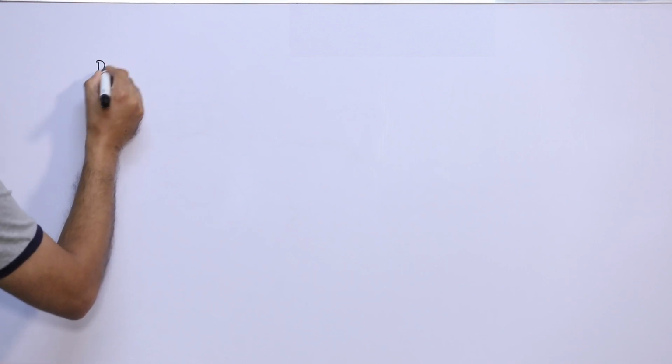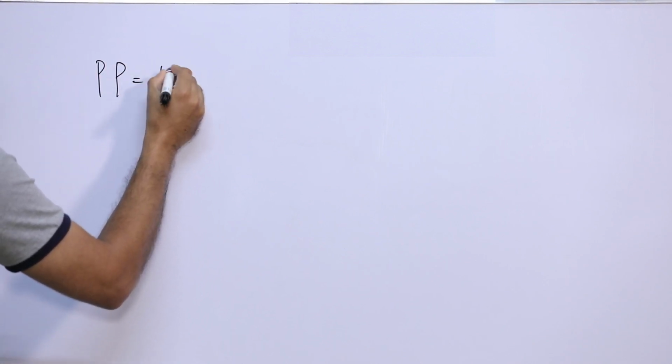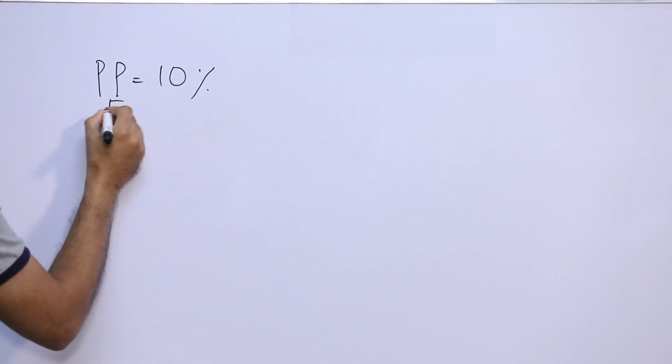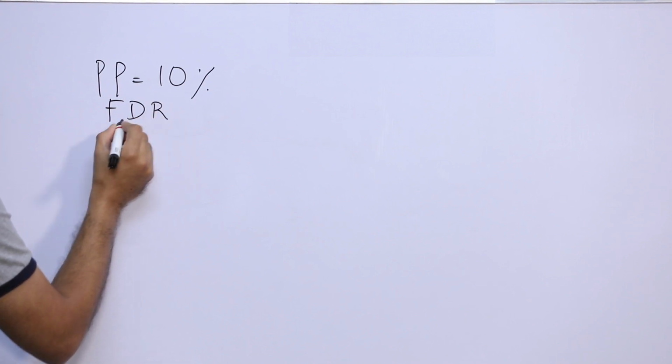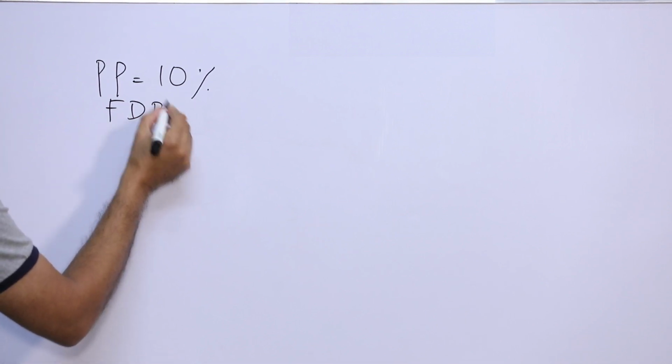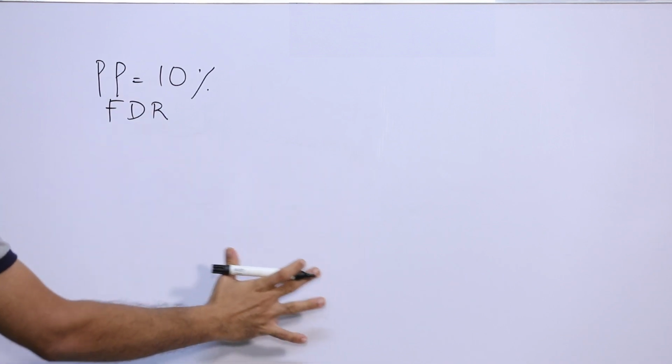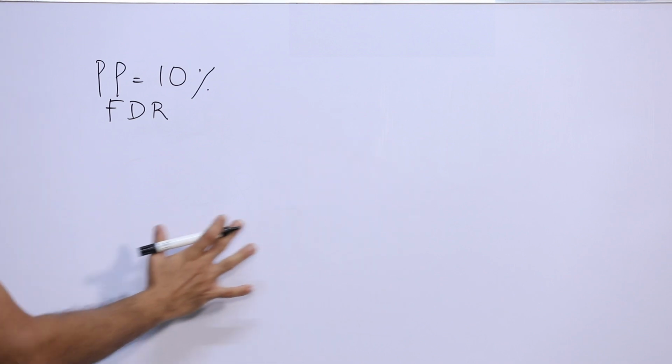Now let us actually calculate how much the FDR would be in this case. Let us do this work on the whiteboard. So let us now calculate the FDR if the prior probability is 10%. So let us write down: prior probability is 10%. As I told you, the false discovery rate depends upon the prior probability or the expectations. So let us write down what is available in the table so that things get a lot more clear.